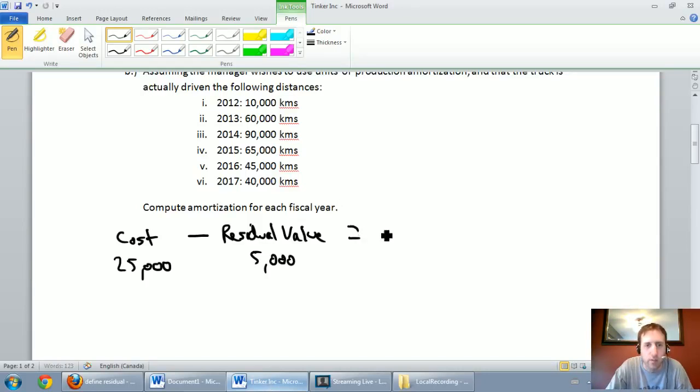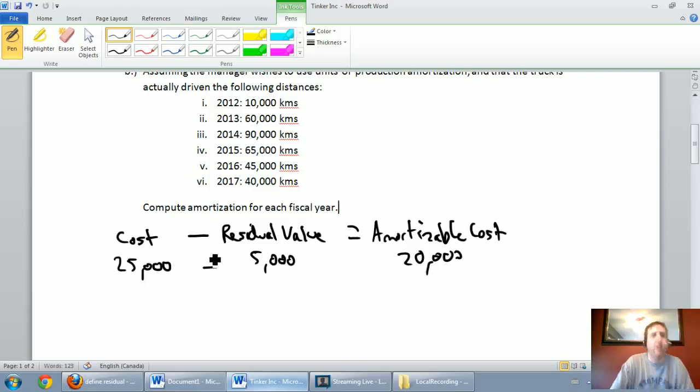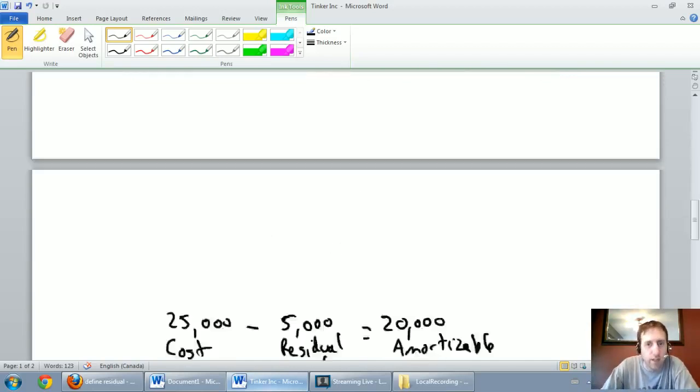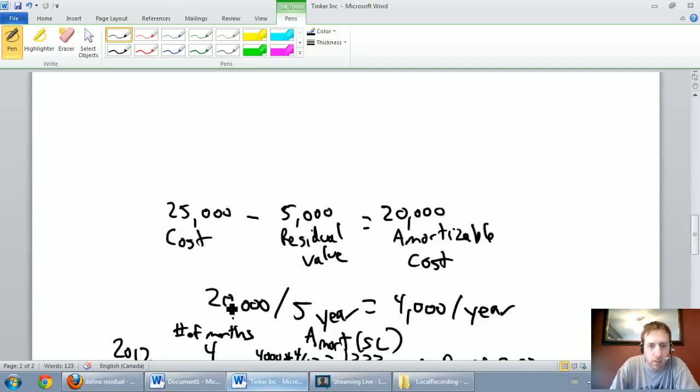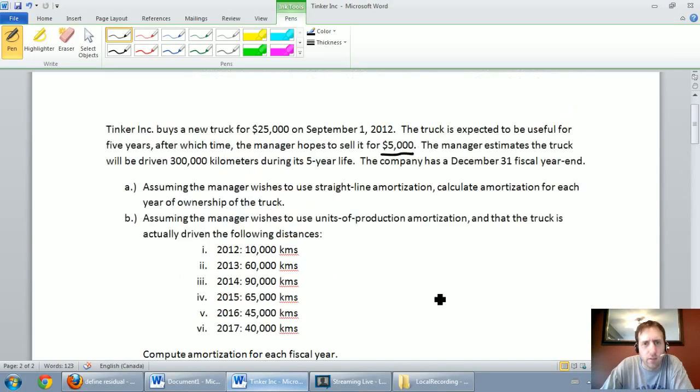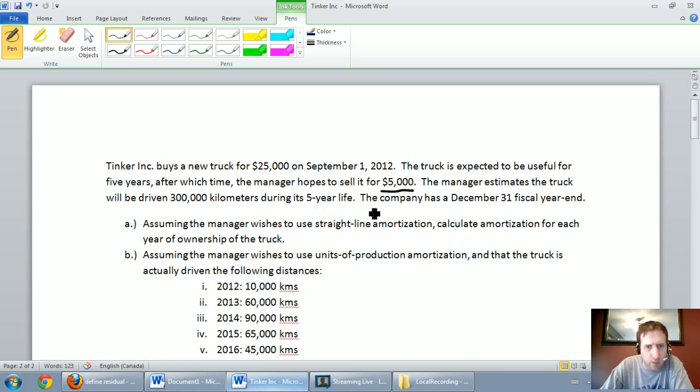Okay, so cost minus residual value is our amortizable cost. And so again, if I have a $25,000 asset, but I expect to have $5,000 left over in trade-in value, I only want to amortize $20,000 from the value of my asset, and that's all I'm going to amortize. Now, when we did straight line, we said, okay, take that $20,000, divide by the number of years, and we get an amortization rate per year. Well, the critique that units of production offers is, it doesn't matter the number of years, it's how much you use the asset. So in this asset, we're planning to use it not for 5 years, that's not what's relevant, we're planning to use it for 300,000 kilometers.